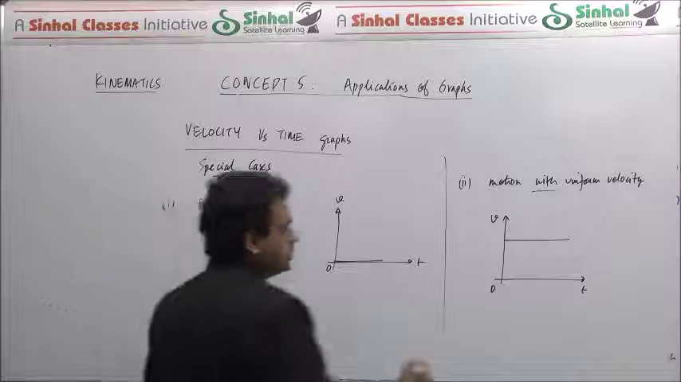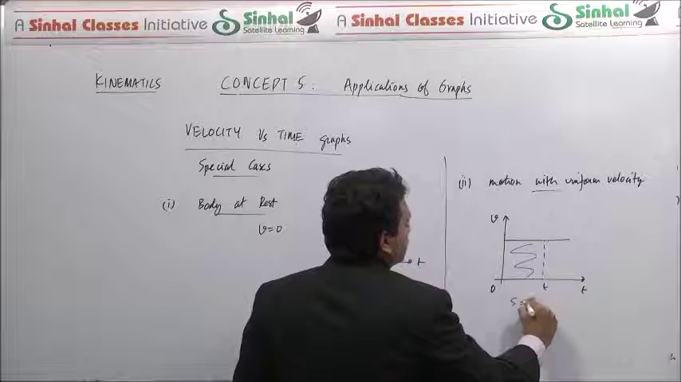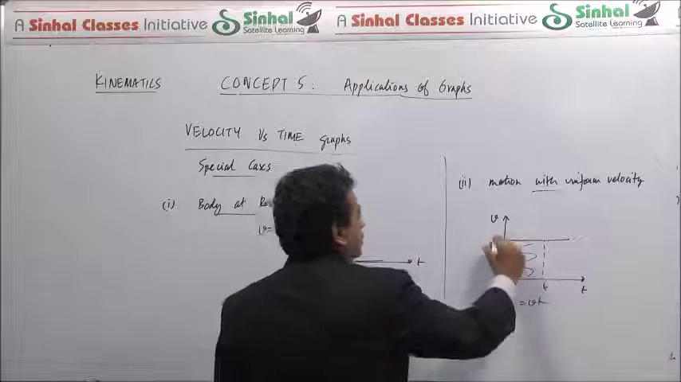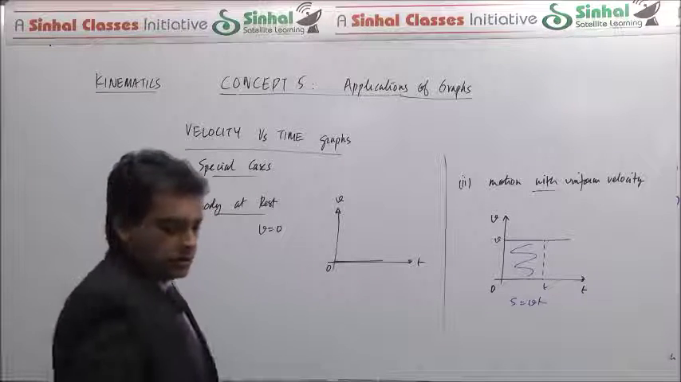So for example, here you can see quite easily that the displacement in time 0 to t is just that area. So it is this velocity multiplied by this time, so it's the area of the rectangle over here.